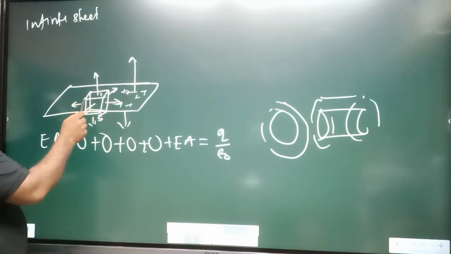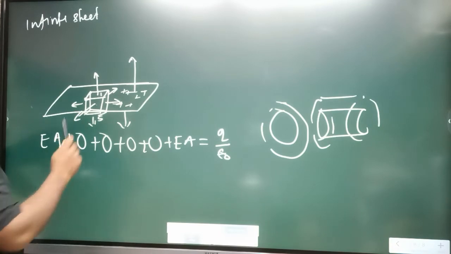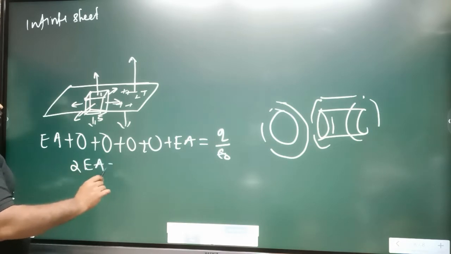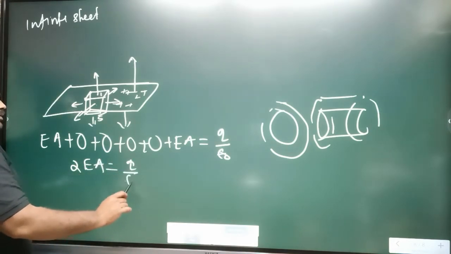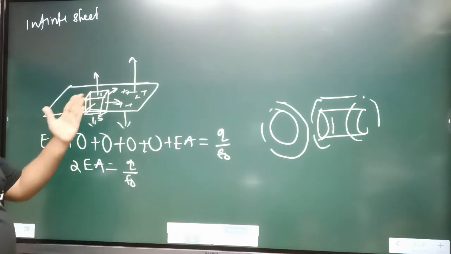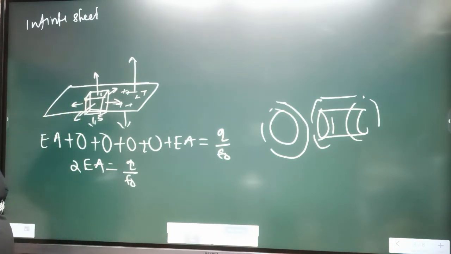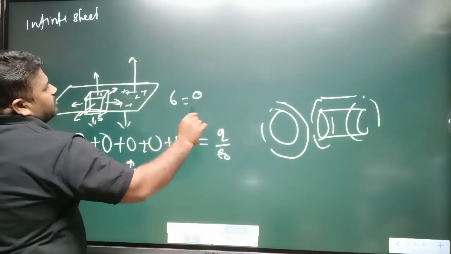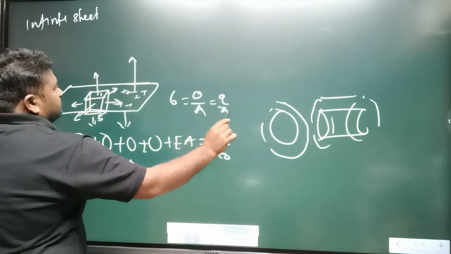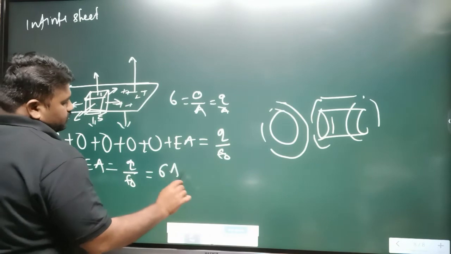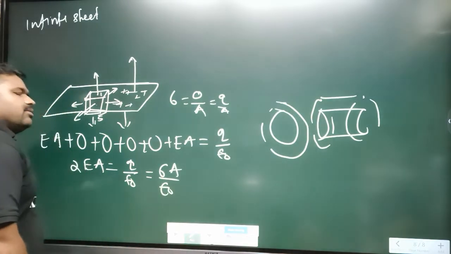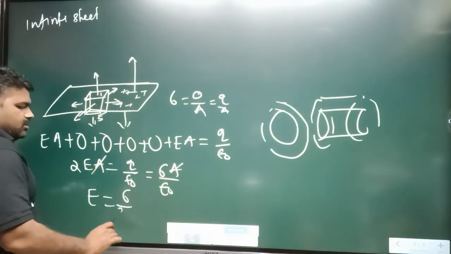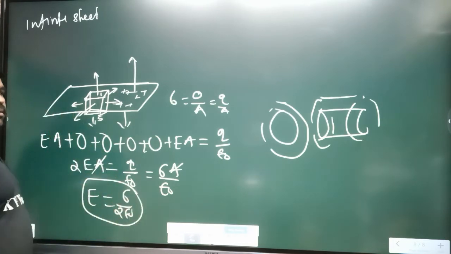Here we can take the Gaussian surface as a cube. Hence the remaining 4 components get 0. EA plus EA is equal to Q by epsilon naught. Yes or no? System 1D, 2D, 3D. 2D. Then sigma is equal to Q upon A, then Q is equal to sigma A. Okay. Then this A gets cancelled. E is equal to how much? Sigma by 2 epsilon naught.